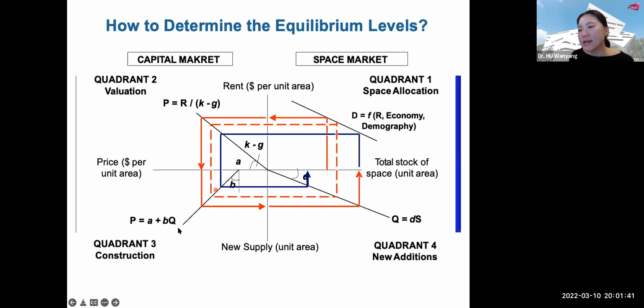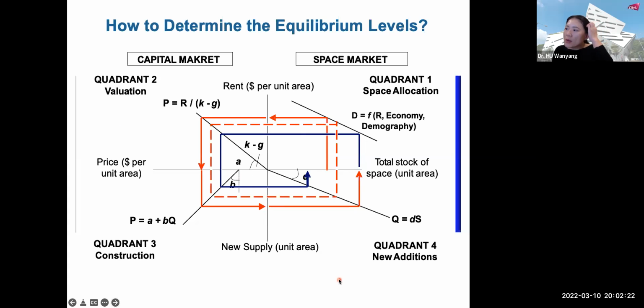So this is the construction. This is a supply curve, but we change the direction of the axis. We put the price on the horizontal axis, and we put the supply on the vertical axis. So we just shift the way that we arrange the layout. So this is P equals A plus B multiply Q. This is the layout. This is the capital market.